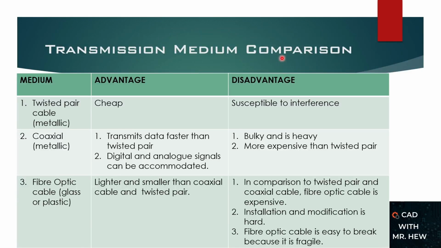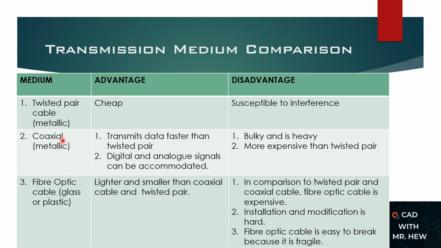Transmission medium comparison. The first medium that we'll be looking at is the twisted pair cable. The advantage of the twisted pair cable is that it is cheap. The disadvantage is that it is susceptible to interference.